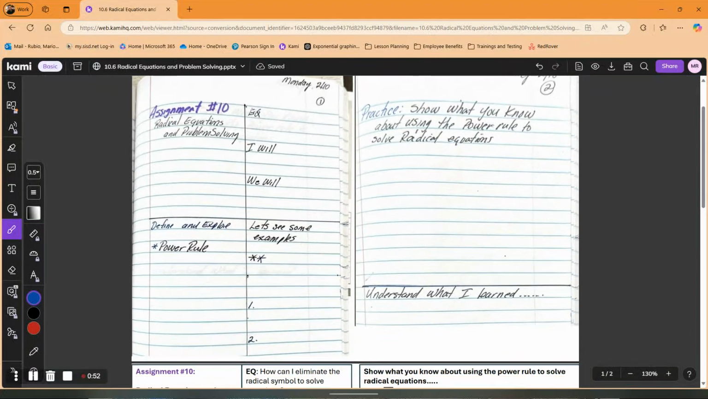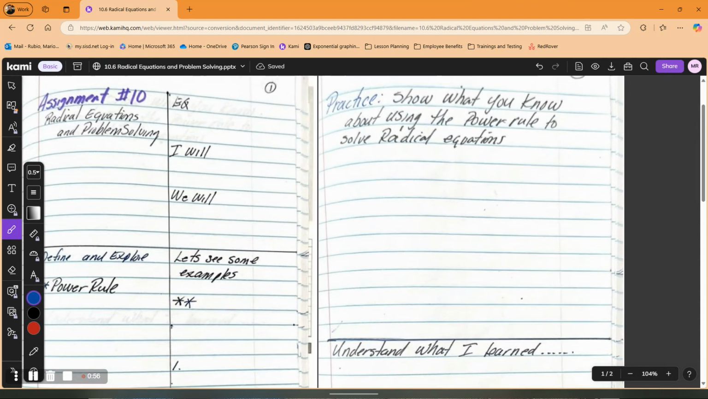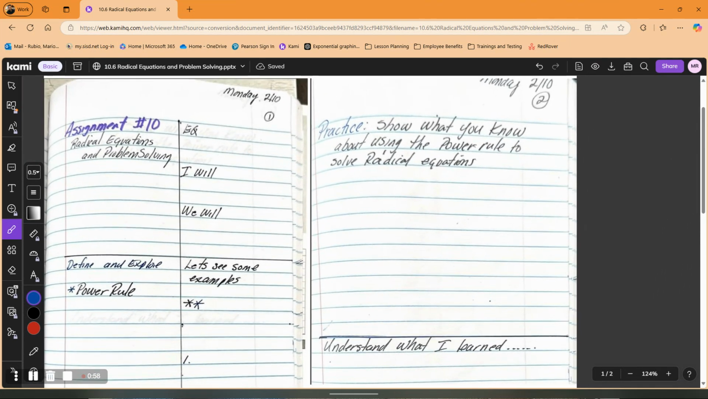And then under here, you're going to write, understand what you learned. I do have a prompt that I need you to write down. I'm going to leave it here for just a couple seconds, so you can pause the video here and copy this down into your notebook.